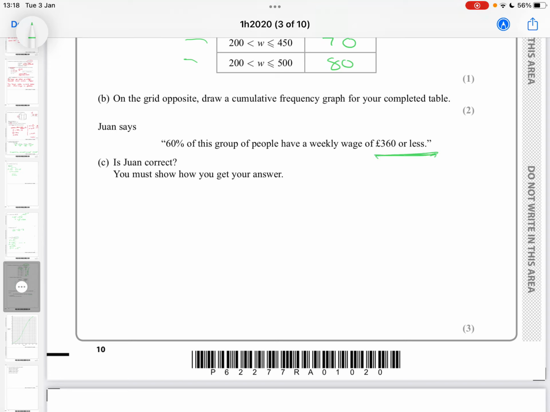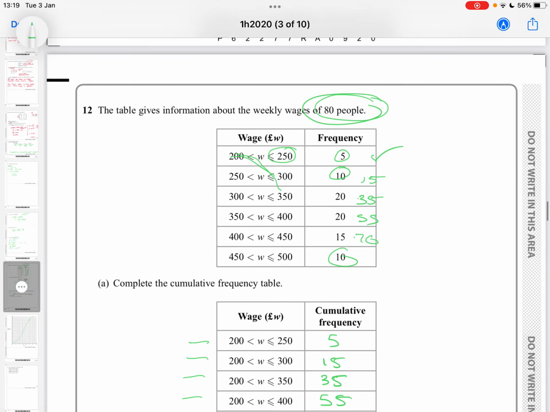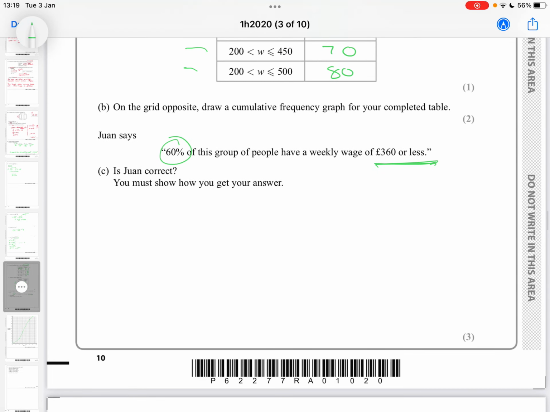Right, then it says 60% of the group of people have a weekly wage that is £360 or less. So we have to say, is this correct? And we must show our answer. Okay, so 60%. Let's work out what is 60% of the 80 people. So I'm going to have 60% of 80.